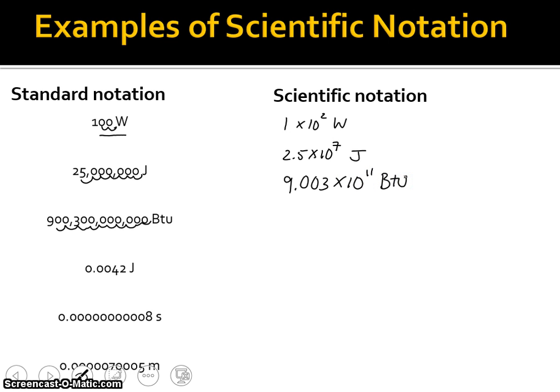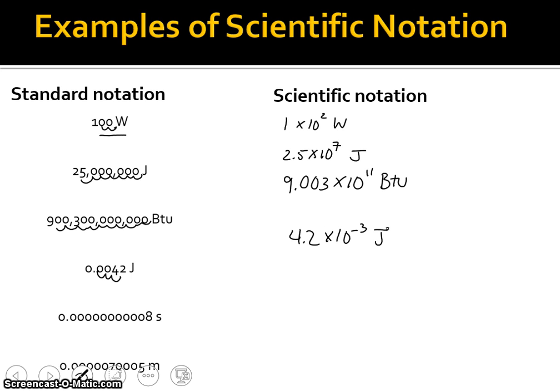Okay? All right, so these are all big ones, so we've moved to the left, and so we have positive exponents. So let's look at one where we move to the right. The decimal point is here, 1, 2, 3. Okay, so we're moving 3, but we're moving to the right, so it's 4.2 times 10 to the minus 3 joules. Okay, this is where people can get a little tripped up.